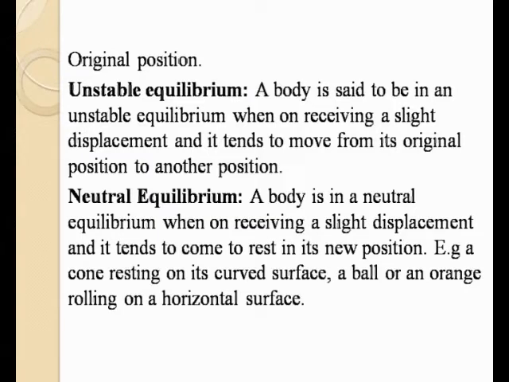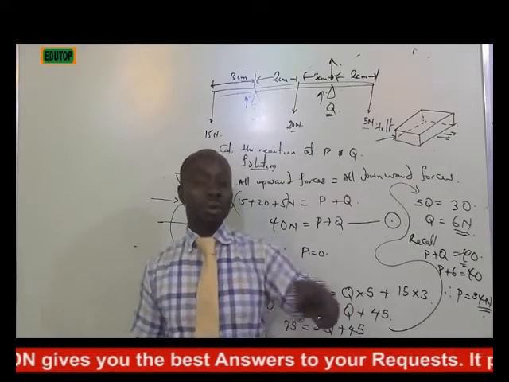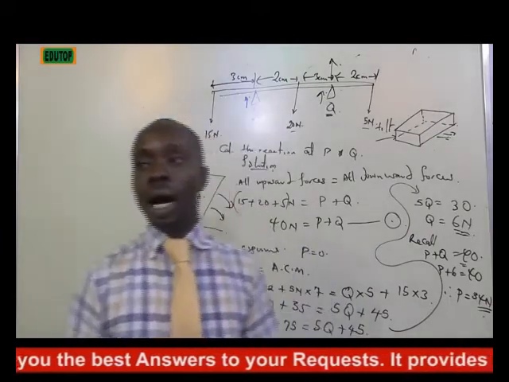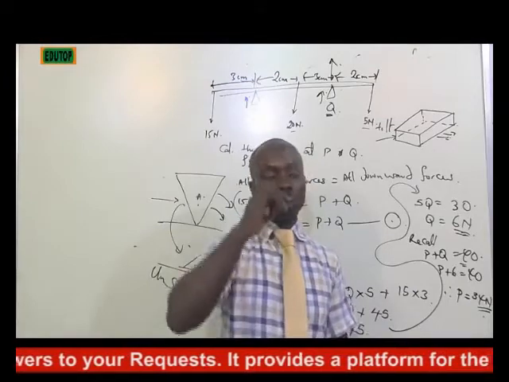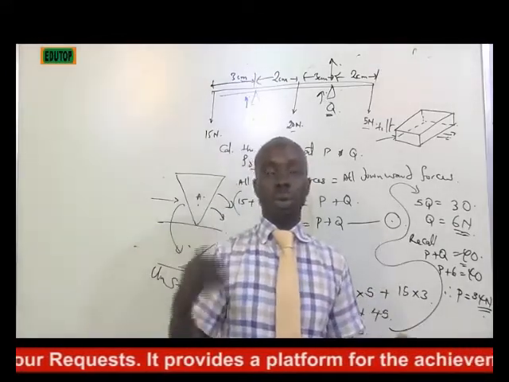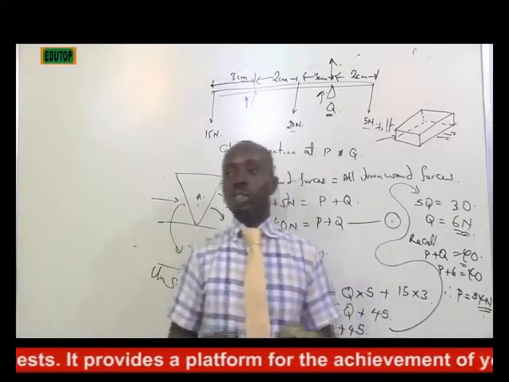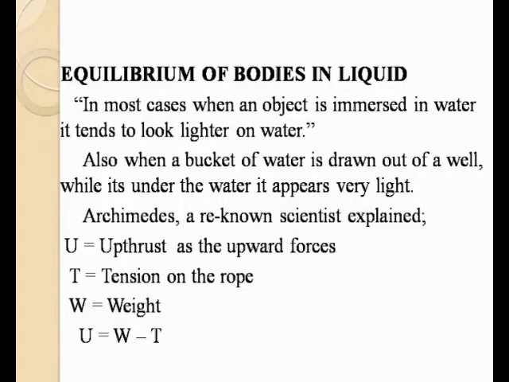For example, a cone resting on a curved surface, or a ball or an orange rolling on a horizontal surface. So those particular bodies tend to be in neutral equilibrium, because they leave their initial position and they still retain their initial position. So those are the three types of equilibrium of a body.